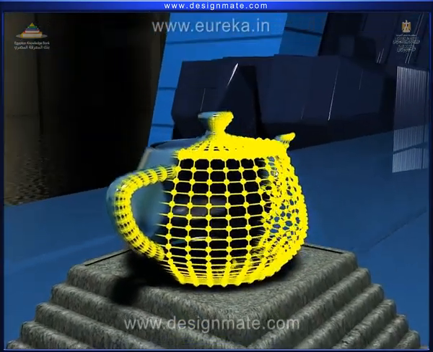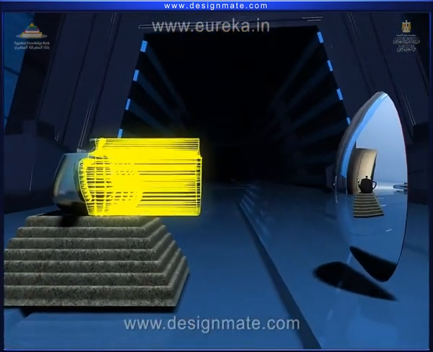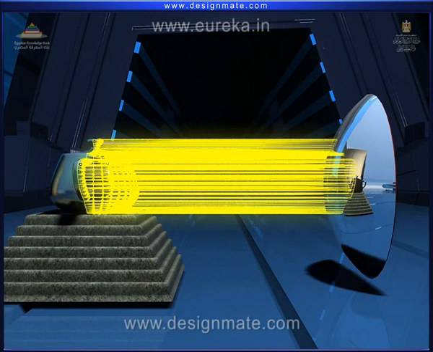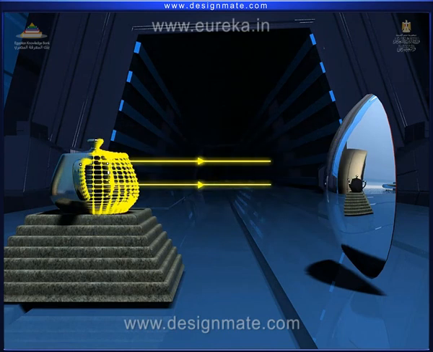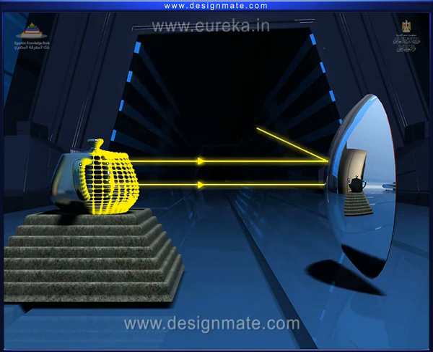Every small point on the object acts as a point source of light, emitting an infinite number of light rays. Out of these, if we consider only 2 rays in the direction of the mirror, we can construct a ray diagram, which would help us to understand the nature, position, and relative size of the image.